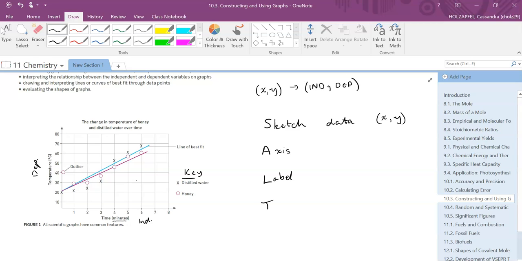I can show you how to do that in Excel when it comes to doing our assessment. We've also labeled our lines of best fit here as well.